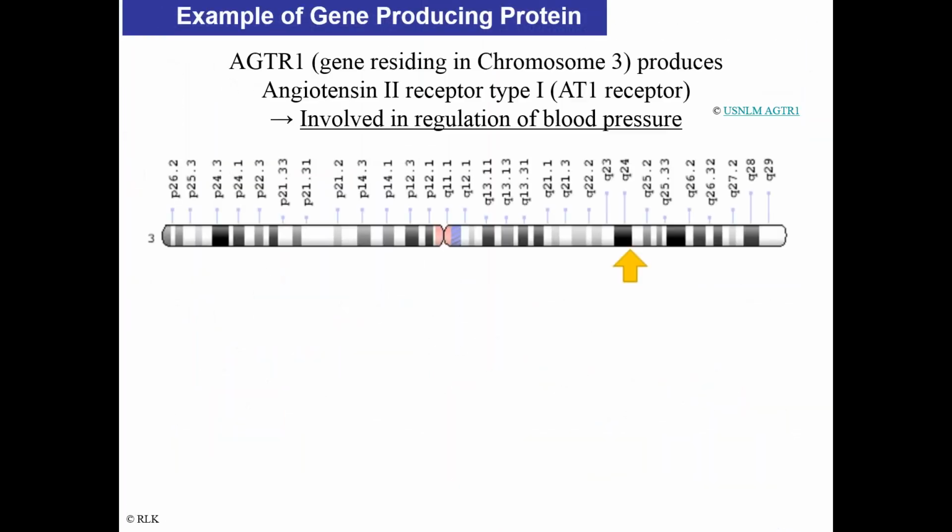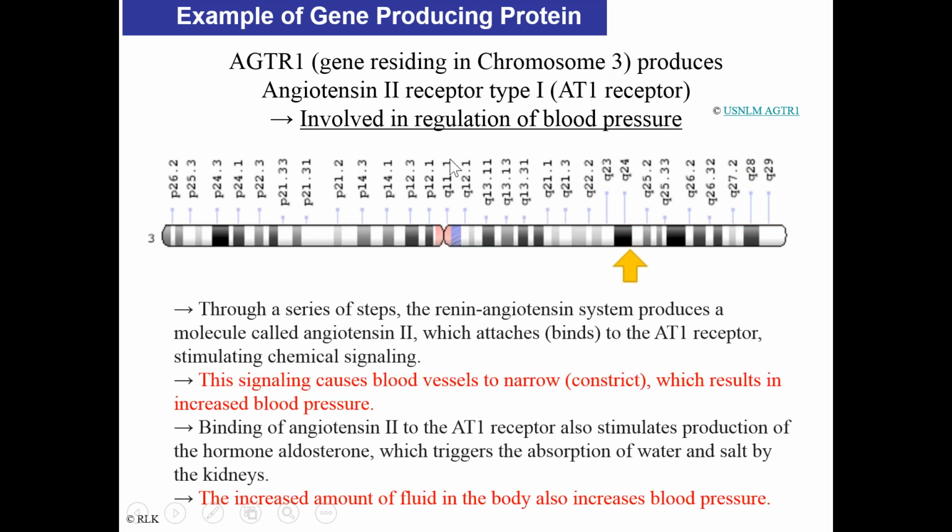Okay, so here's an example of a gene producing protein, AGTR1. This is a gene that resides in chromosome number 3. Okay, it produces angiotensin 2 receptor type 1, an AT1 receptor. Why is this even important? This is involved in the regulation of blood pressure. And where would it be found? It would be found here where the yellow arrow is, this Q24. Okay, so that would be the band region, and that would correspond to that type of gene. Again, that gene is going to be called AGTR1.